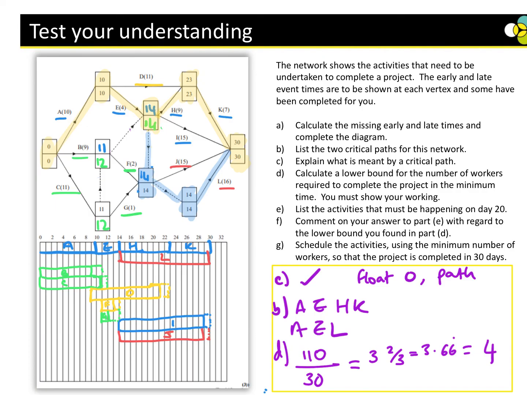Okay, so we've done it. So this is a Gantt chart. It hasn't asked me for this in the question. We're looking at this because it's an example. So list the activities that must be happening on day 20.